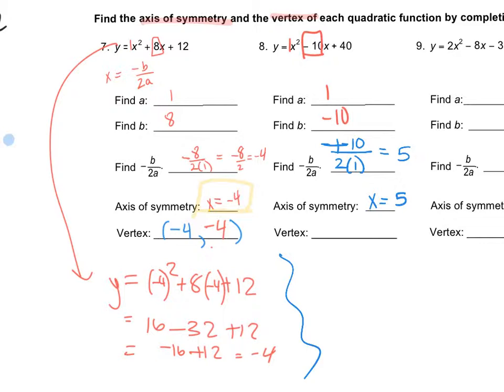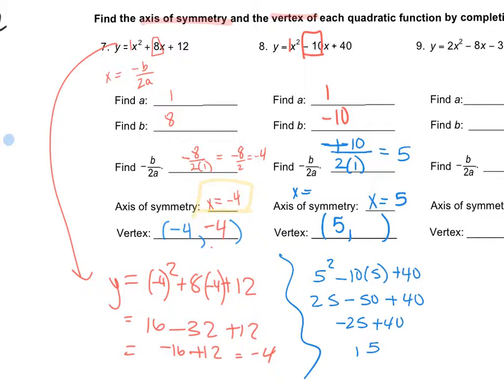Axis means it's a line, and a line means it has to be written as an equation. That means you have to write it x equals. If you do not write it x equals, it's not correct. The vertex is going to be 5 comma something. When you plug in that 5 to the x, you get 5 squared minus 10 times 5 plus 40. Well, that's 25 minus 50 plus 40. 25 minus 50 is -25, plus 40 is positive 15. So your vertex is 5 comma 15.